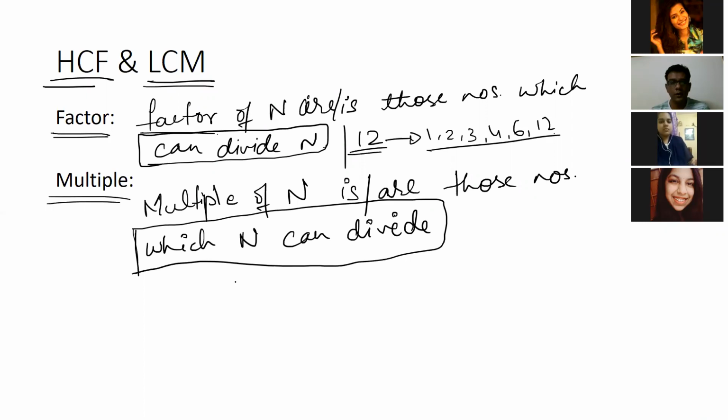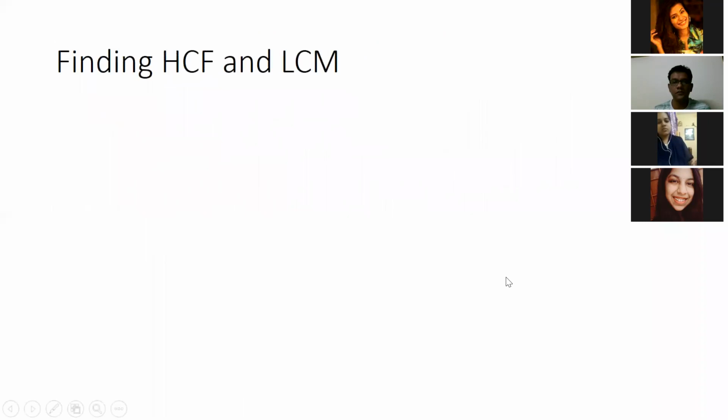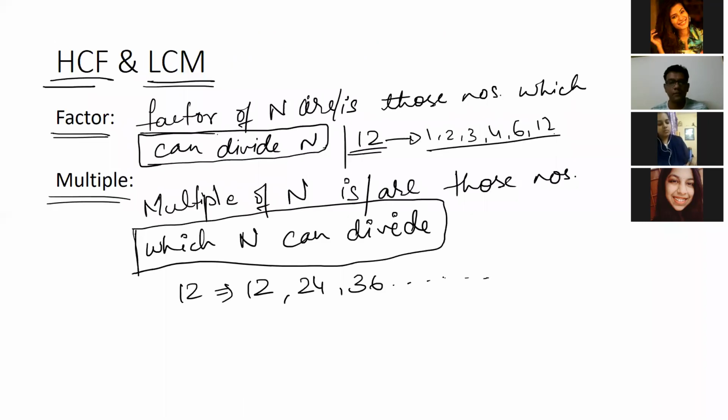So I know that 12 can divide. What all numbers can 12 divide? 12 can divide 12, 12 can divide 24, 12 can divide 36, and so on and so forth, right? Because of this, these are called the multiples of 12. Now, why are we in search of the lowest in this case and the highest in this case?